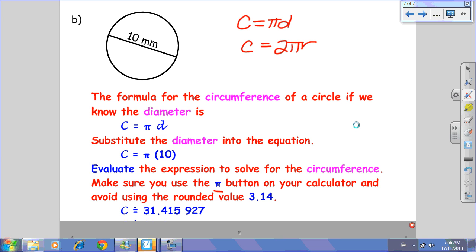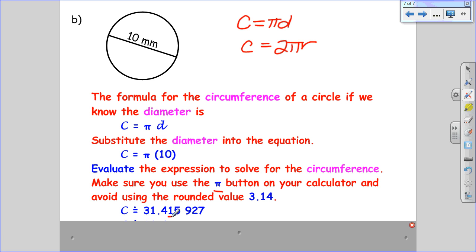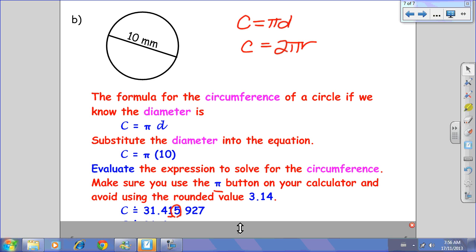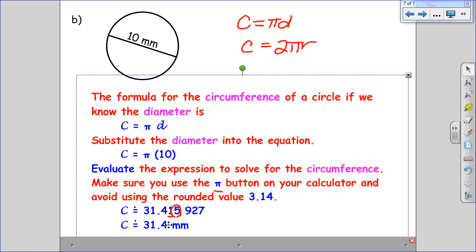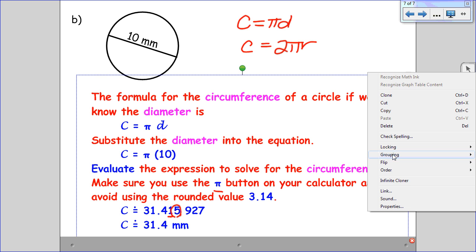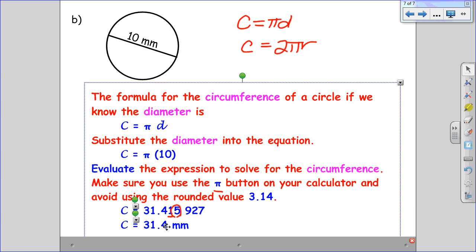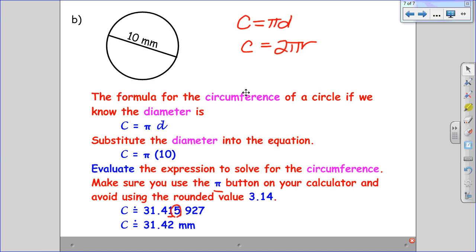Now, to the nearest hundredth means I underline the number in my hundredth column, and I look at the number to the right. The number to the right is a 5, which means the number in my hundredth column needs to have 1 added to it. So the answer will in fact be 31.42 millimeters. You'll also notice that I have dots above the equal sign, and that indicates that we have used rounded numbers. So immediately, once we round, we have to put the dot.